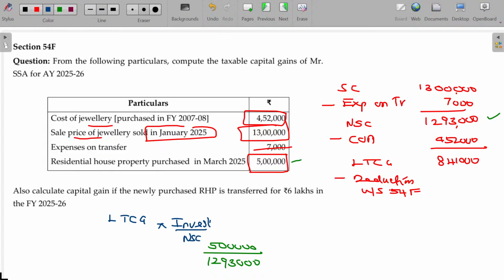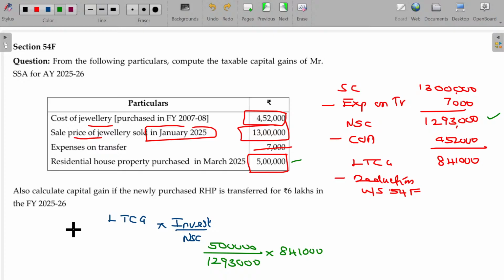Investment to the extent of net sale consideration to that ratio of long-term capital gain is deductible. So multiplied by long-term capital gain being 8,41,000. You can put the NSC here as well as NSC here, no problem. Usually in the text it will be shown here, but I use that here. The difference is pretty important for subsequent calculations.